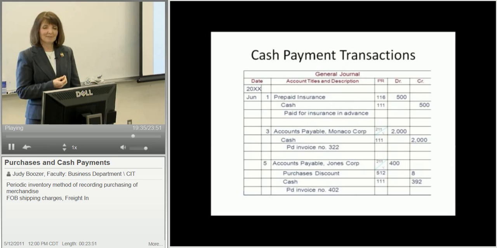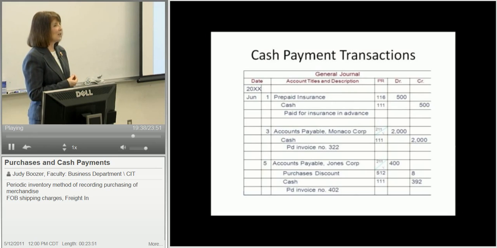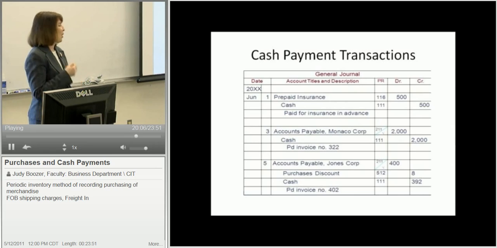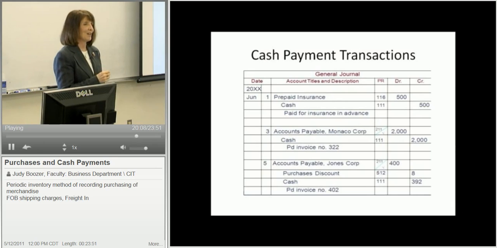The next one, again, same thing, but this time we're paying a vendor, but we're paying within the discount period. So within whatever terms are given to us for being on account or for credit purchases. Remember, the discount and the cash amount together equal the total amount that you owe. So always watch the balancing here.